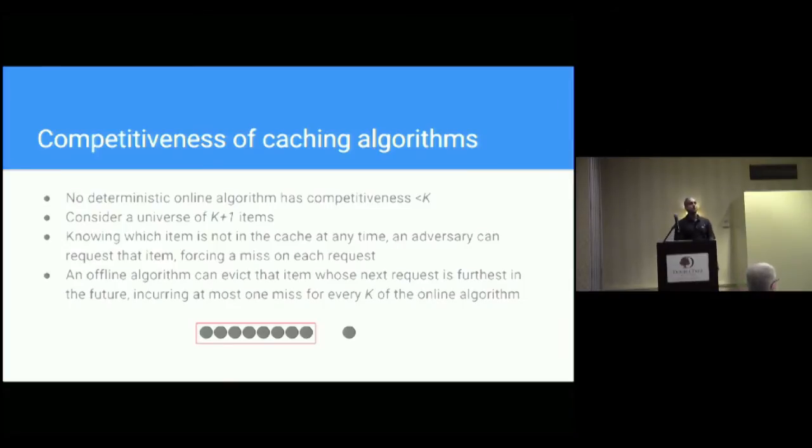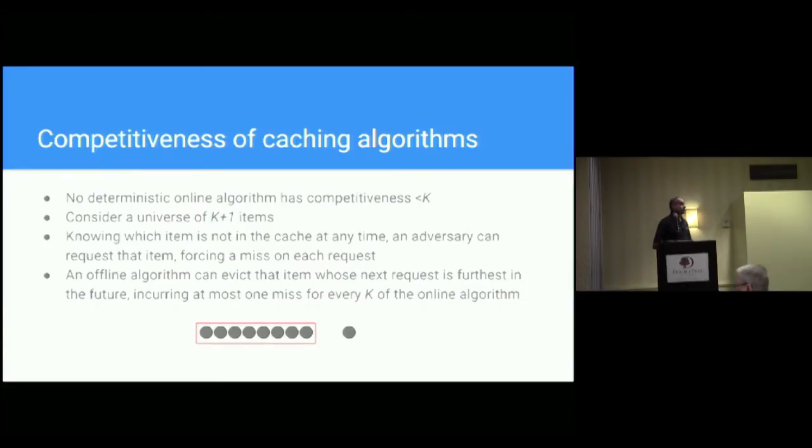And the way you do this is you have a universe of k plus 1 items. So k of them will fit in cache. One of them has to sit outside. And the adversary, having complete knowledge of the state of any deterministic algorithm, can always shoot at the item not in the cache. And so any deterministic online algorithm must incur a miss at every single request. Whereas the offline algorithm can always look out in the future, see which one will be furthest to be evicted in the future, and evict that one. So that lets it get by with a factor of k advantage over the online algorithm.